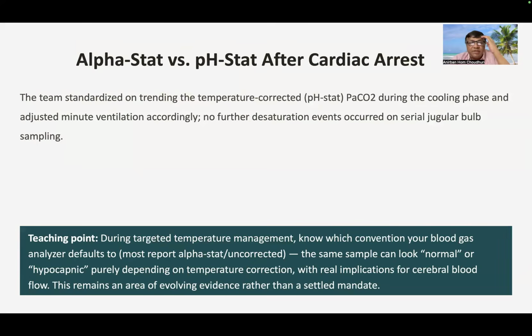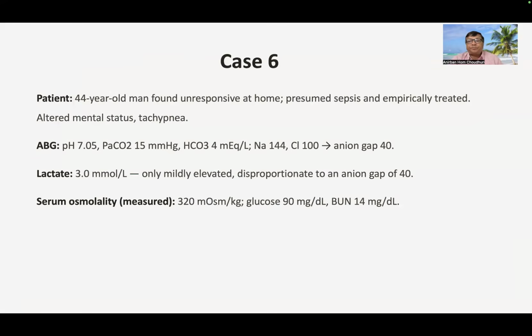So the teaching point from this case is that during targeted temperature management, we should know which convention our blood gas analyzer defaults to. Most report alpha-stat or uncorrected. The same sample can look normal or hypocapnic purely depending on temperature correction, and this will have real implications for cerebral blood flow. This remains an area of evolving evidence. It is not a settled mandate yet, but one should look into it and try to look for the temperature-corrected PCO2 for targeting the mechanical ventilatory parameters.